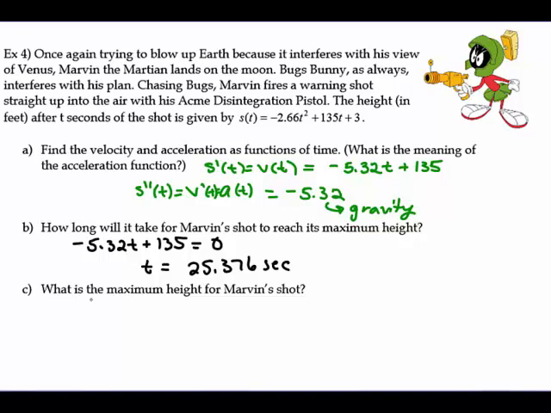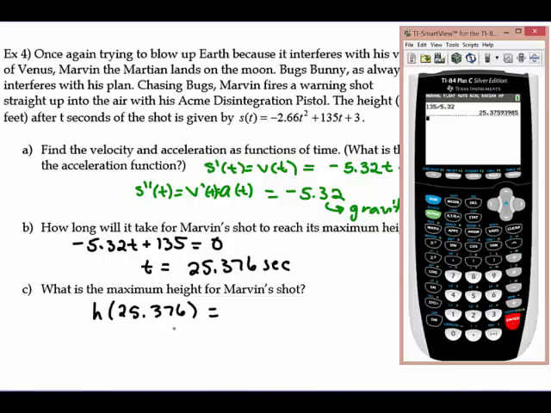And then what is the maximum height for Marvin's shot? Well, for that, if I want to know the maximum height, I should plug this back into the height equation. So I need h of 25.376 seconds. And so if I want h of 25.376, I want h of that answer right there. So I'm going to take that and I'm just going to do negative 2.66 times the answer squared plus 135 times the answer plus 3.